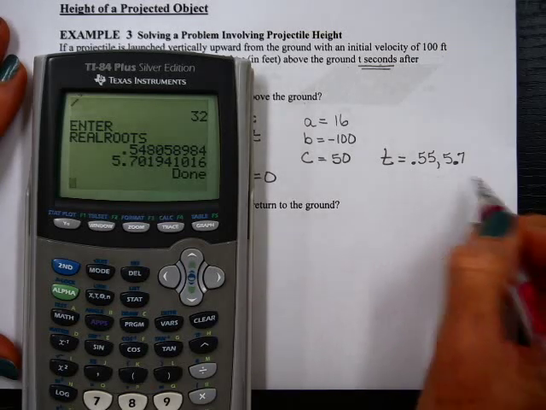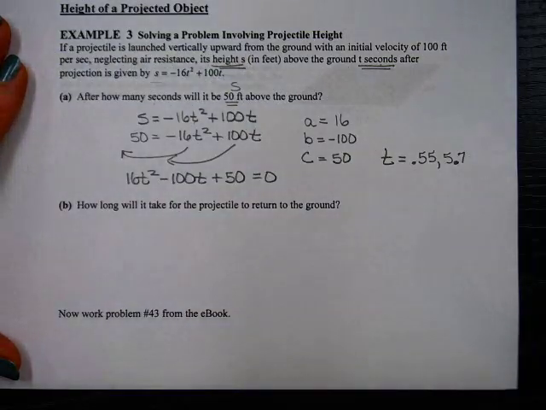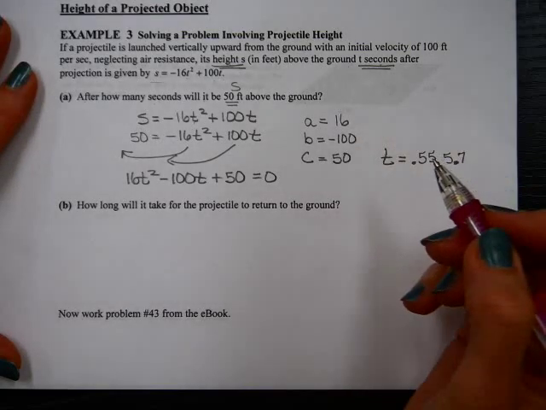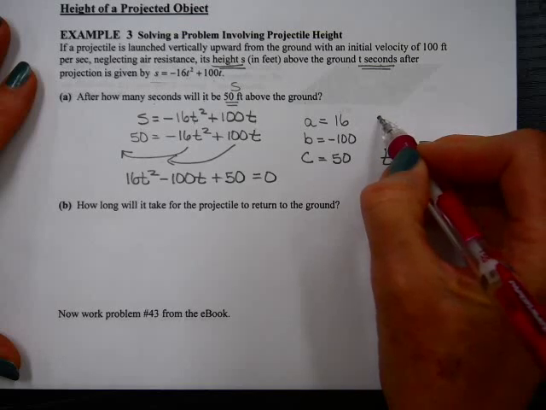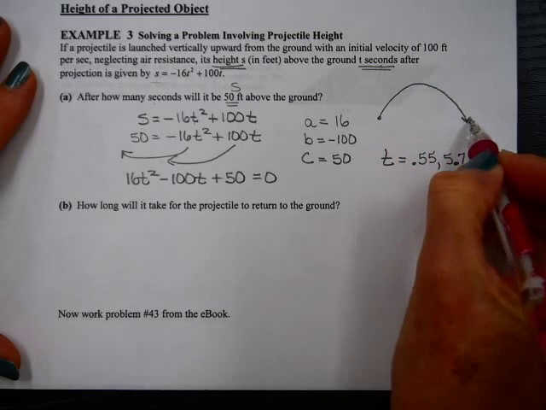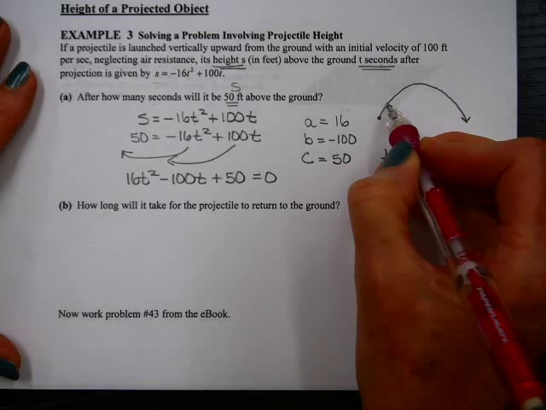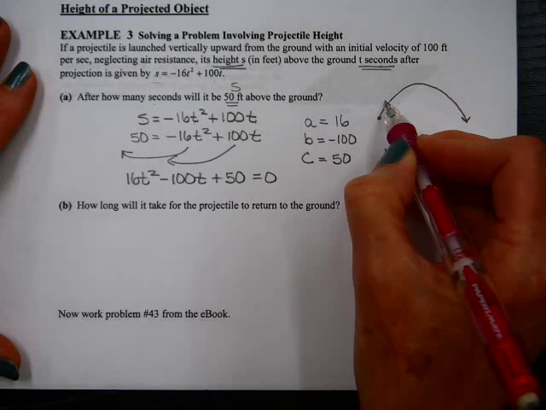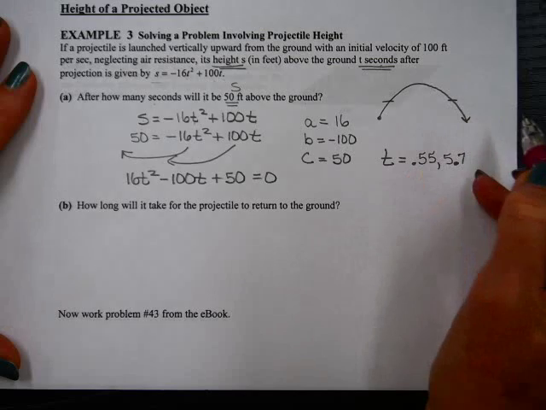Neither of them are negative. They're both positive. Do they both make sense? Remember the process. Do they both make sense? Well, let's think about it. We're shooting a projectile up in the air. If you take something and you throw it up in the air, it's going to go up and then it's going to come back down and hit the ground. There are two times that this will be 50 feet above the ground. One time on the way up and one time on the way down.